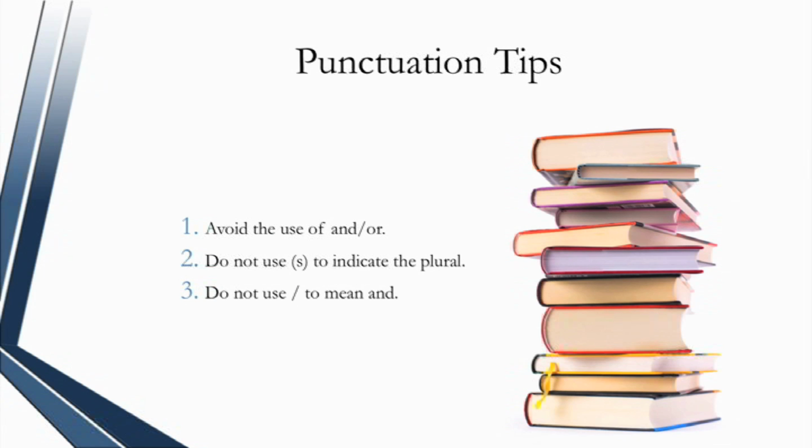Punctuation tips. Here are some ideas to use punctuation effectively when you write for an international audience and want to avoid confusion for the translator. 1. Avoid the use of and or. 2. Do not use s to indicate the plural. And 3. Do not use a / to mean and.